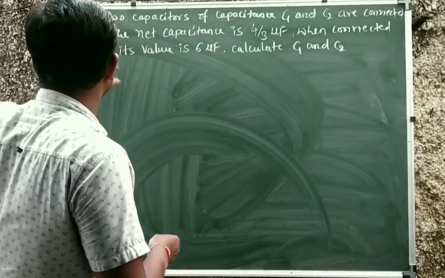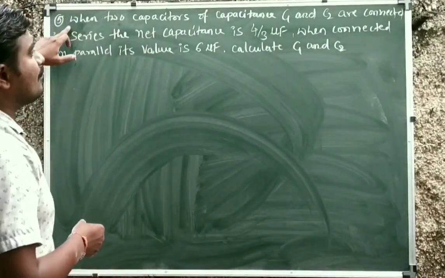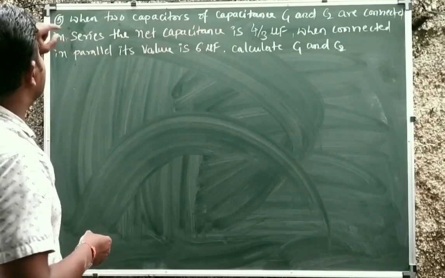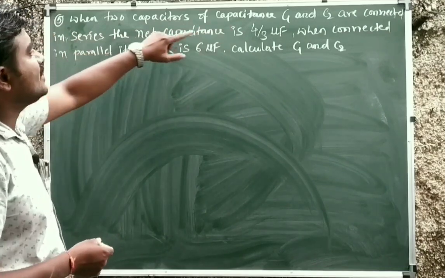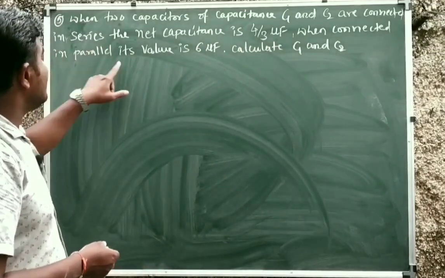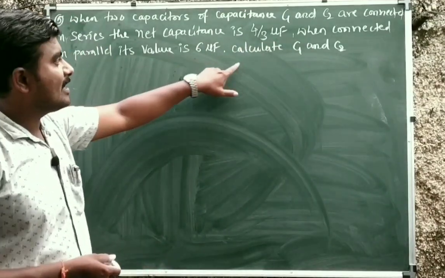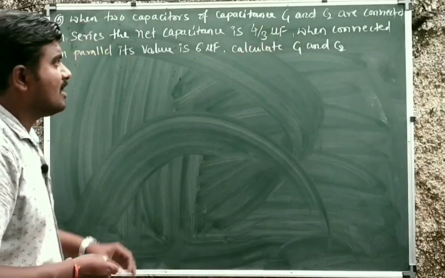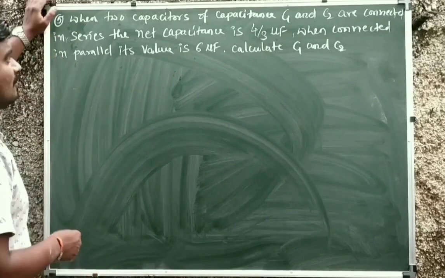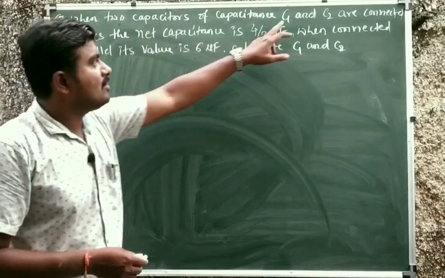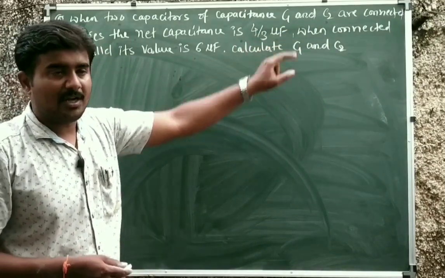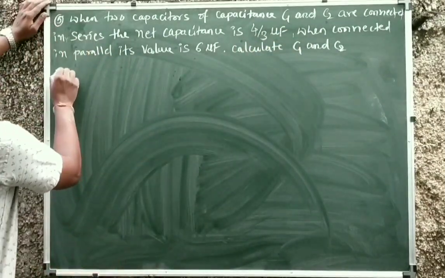Okay, dear students, this is our next numerical, the fifth numerical. Have a look. When two capacitors of capacitance C1 and C2 are connected in series, the net capacitance is 4 by 3 microfarad. When connected in parallel, its value is 6 microfarad. Calculate C1 and C2. A very simple and interesting numerical. We are supposed to find the values of C1 and C2. They have given the net capacitance. See here, solution.